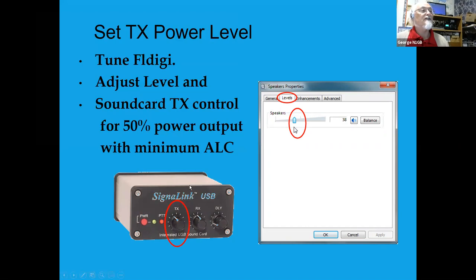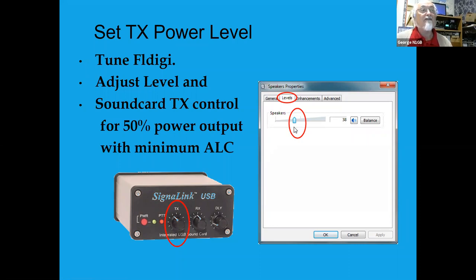But there's a three-part interaction. If you cannot get the signal link and the speakers to keep the power under 50%, your radio may well have, one way or the other, either as a menu or as a knob on the front, the ability to control your RF power.